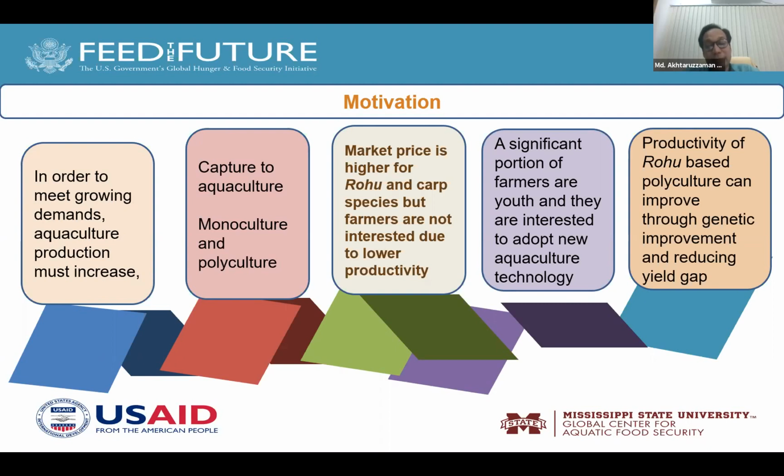Besides, there are productivity differences between the Rohu-based carp polyculture and monoculture-based systems, which are mainly Pangasius and Tilapia monoculture. The productivity of Pangasius and Tilapia monoculture is 3 to 4 times higher than the polyculture system. Therefore, farmers are not interested in culturing carp-based polyculture, even though it has a higher market price and consumer acceptance.